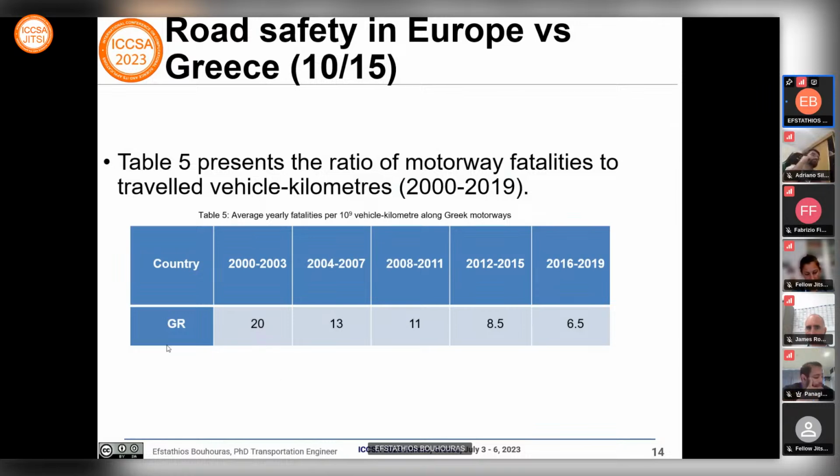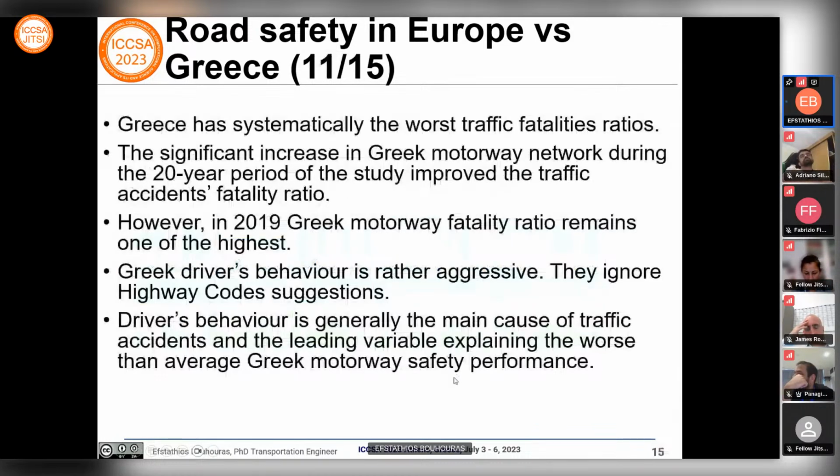2000-2019. And these are the values. We decreased the values, yes, we've managed to do that, but there is still a long way in front of us to go. We, like other European countries, systematically try to improve our road safety along motorways, but we still have the worst traffic fatality ratios. We've managed over 20 years to decrease the ratios, but in 2019, as we saw, it's the second highest.